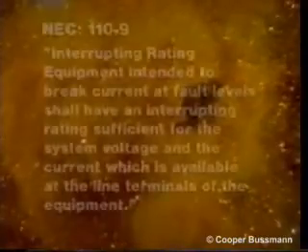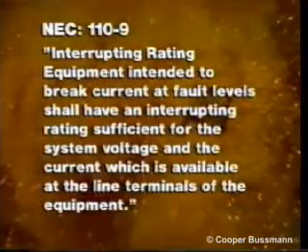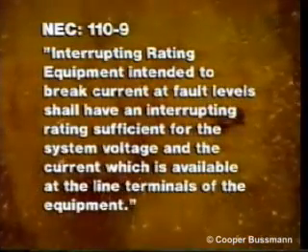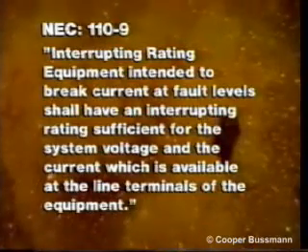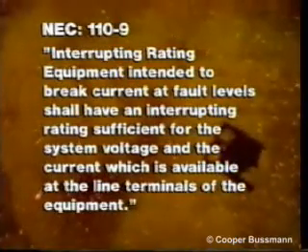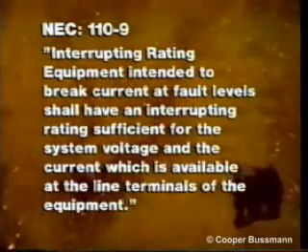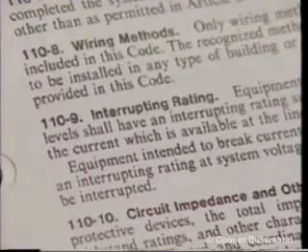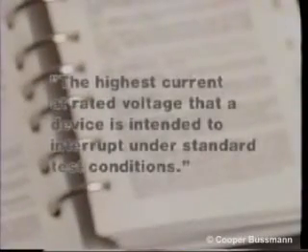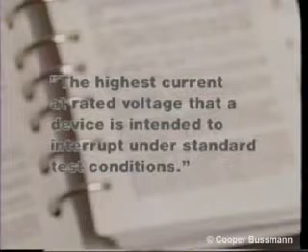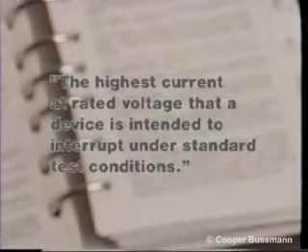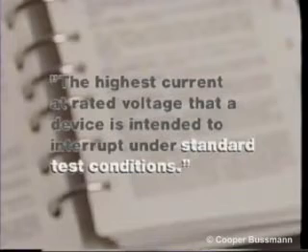The first paragraph of Section 110-9 of the National Electrical Code requires that short-circuit protective devices have a sufficient interrupting rating for the available short-circuit current at the line terminals of the equipment. The National Electrical Code defines interrupting rating as the highest current at rated voltage that a device is intended to interrupt under standard test conditions. Note the term standard test conditions may not always reflect field conditions.